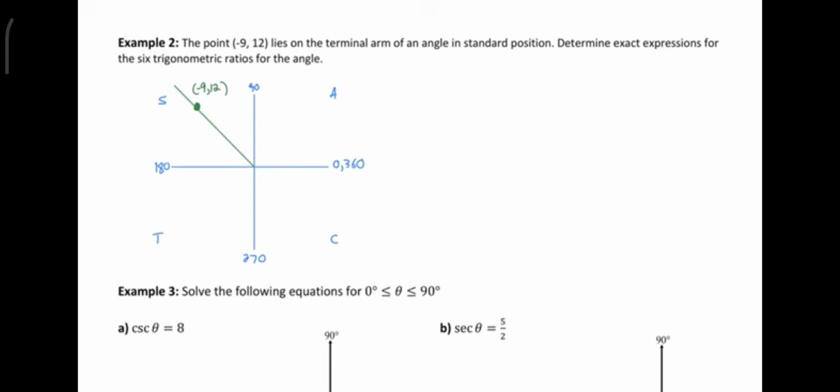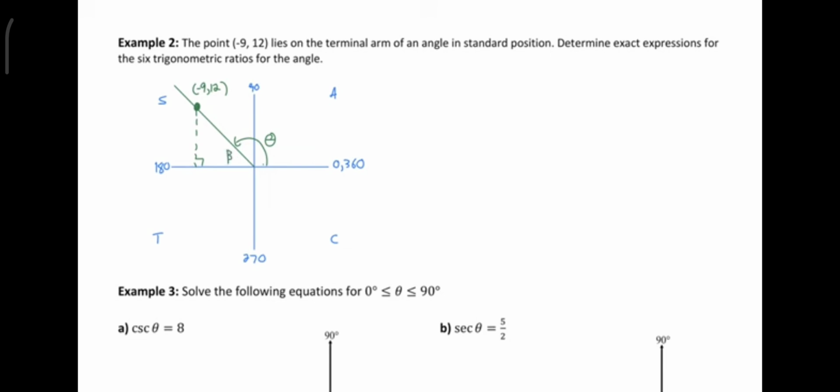What I'm going to do is connect down to the x-axis from that point to create a right triangle that I can use as a reference to find my 6 trig ratios. Now, the angle theta that would take you to that terminal arm that has the point (-9, 12) on it, we could represent with that line there. There's angle theta. I can use the reference angle, which is the angle between the terminal arm and the closest x-axis. I call that beta.